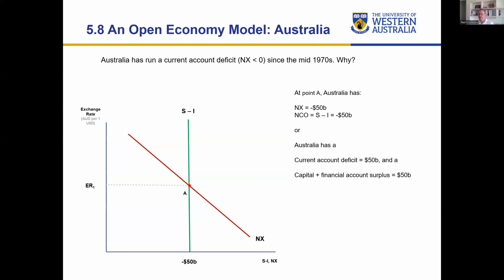Exports bring money into Australia. Imports move money out of Australia. So NX being minus 50 billion means that, in terms of the transactions associated with trade, there is a net outflow of money of $50 billion.